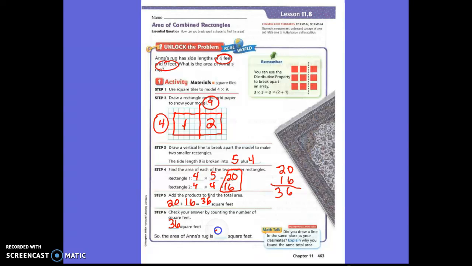Okay, so the whole rectangle, with sides of 4 and 9, the rug, is 36 square feet. So Anna's rug is 36 square feet. All you did is you broke apart the rectangle into 2 different multiplication problems and then added the answers together to get what the whole area was.